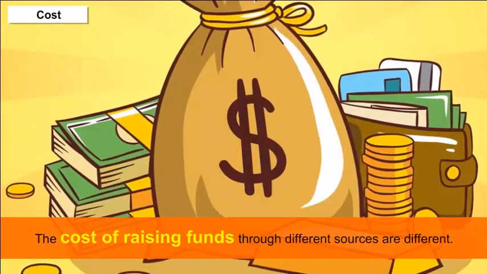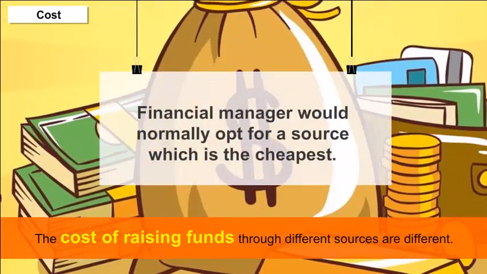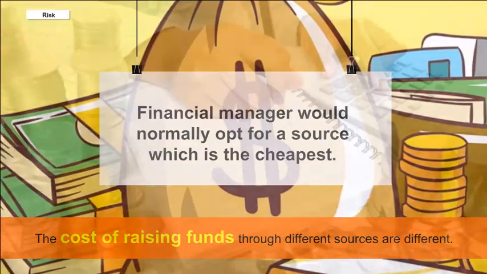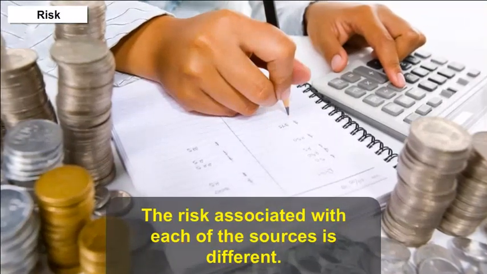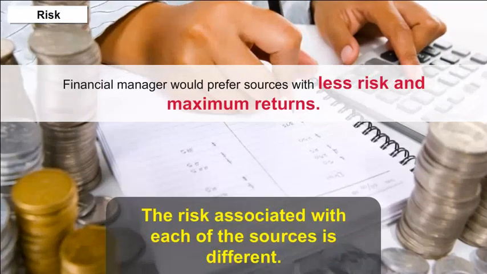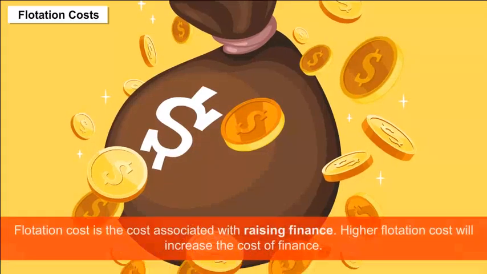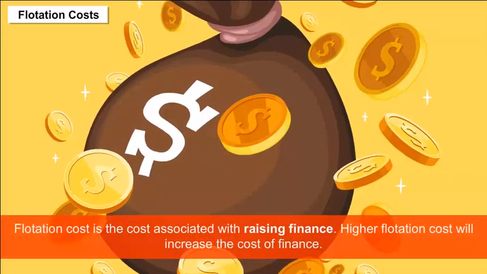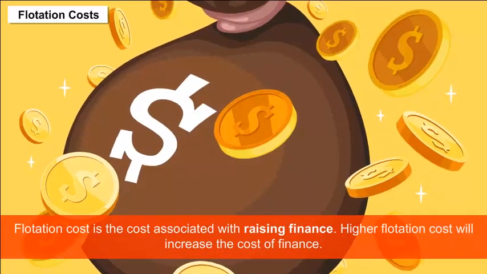Cost. The cost of raising funds through different sources is different. The financial manager would normally opt for a source which is the cheapest. Risk. The risk associated with each of the sources is different. The financial manager would prefer sources with less risk and maximum returns. Flotation costs. Flotation cost is the cost associated with raising finance. Higher flotation cost will increase the cost of finance.